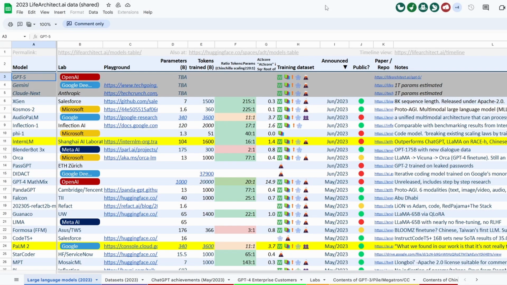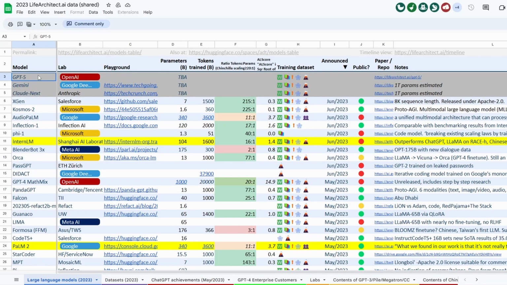LifeArchitect.ai has this amazing spreadsheet where they list all the available large language models, or LLMs, similar to GPT. At the very top we can see GPT-5 by OpenAI. It's not yet released, so the parameters are yet to be announced. It is immediately followed by Gemini from Google DeepMind.